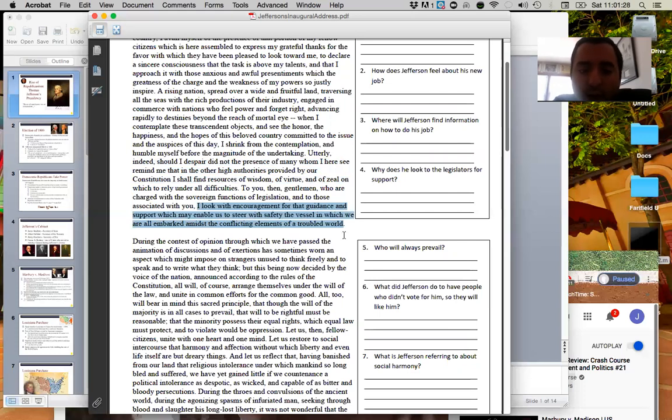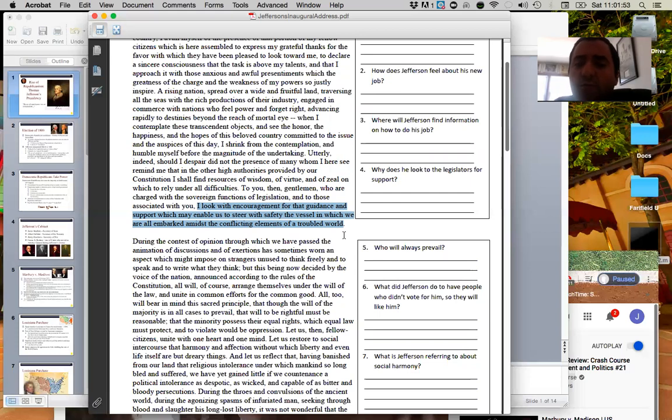Again, highlight or underline this one. I look with encouragement for that guidance and support which may enable us to steer with safety the vessel in which we all embarked amidst the conflicting elements of a troubled world. Well, the vessel is this nation. We are all embarked on it. We're all embarked on a journey.